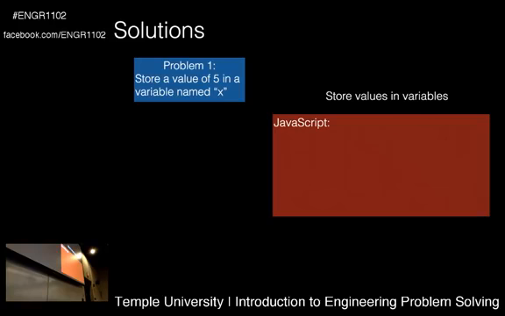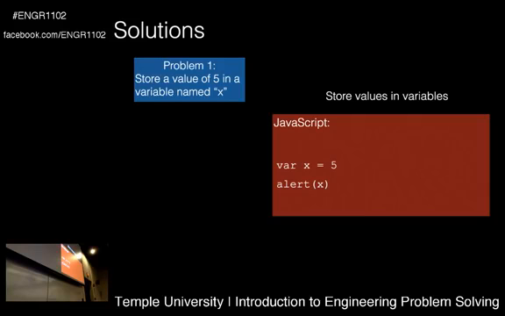Okay, so problem number 1 was store a value of 5 in a variable named x. How'd that go? I had var x is equal to 5, and then a semicolon. Var x equals 5. Semicolons are optional in JavaScript, not in other languages. So I left them out here just to keep the slides clean, but you can do it either way. And then if we wanted to see that value, I could type alert x.